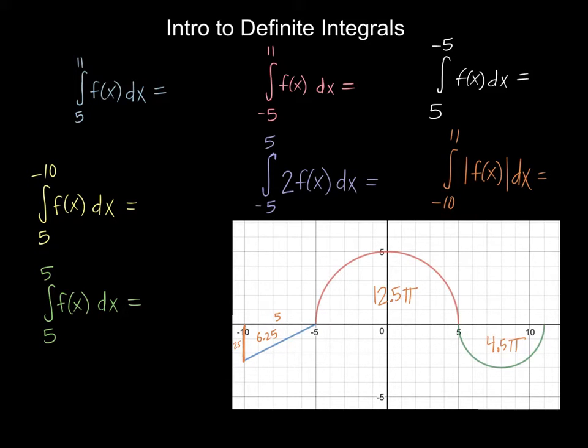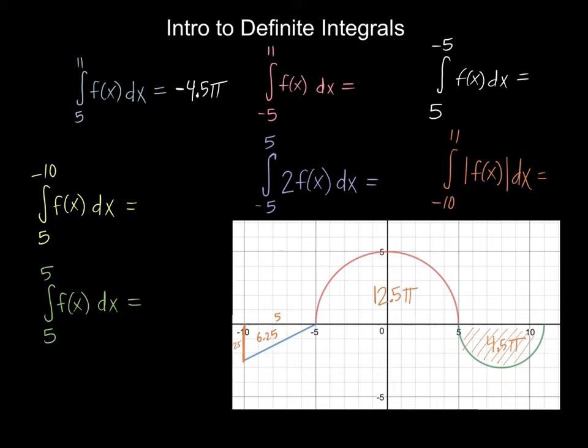So this right away tests us out on one of those rules. Moving from 5 to 11, I'm finding this area right here. And since it's below the axis, I know that this is a negative amount. So the integral from 5 to 11 is just -4.5 pi. All right, the integral is negative, the area is positive, but because that area is below the axis, I give the integral a negative value.